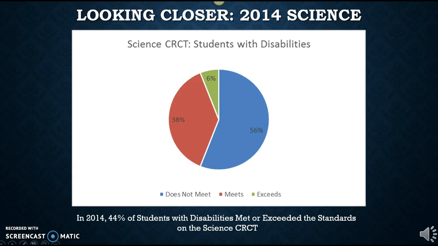Okay, here we're looking at the Science CRCT results for 2014 for students with disabilities. You can tell by looking at this graph that 56% does not meet, 38% met, and 6% exceeded, which means in 2014, 44% of students with disabilities met or exceeded the standards on the Science CRCT.